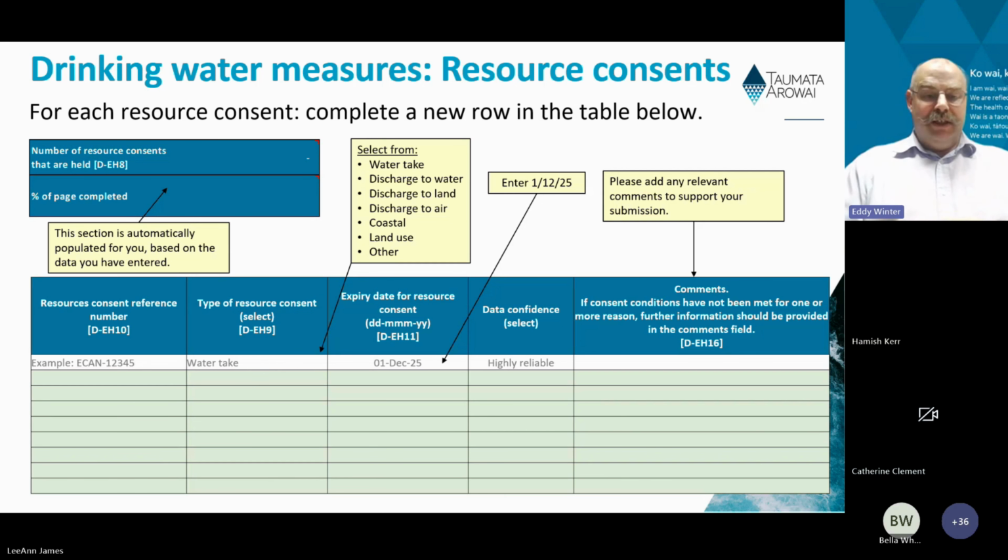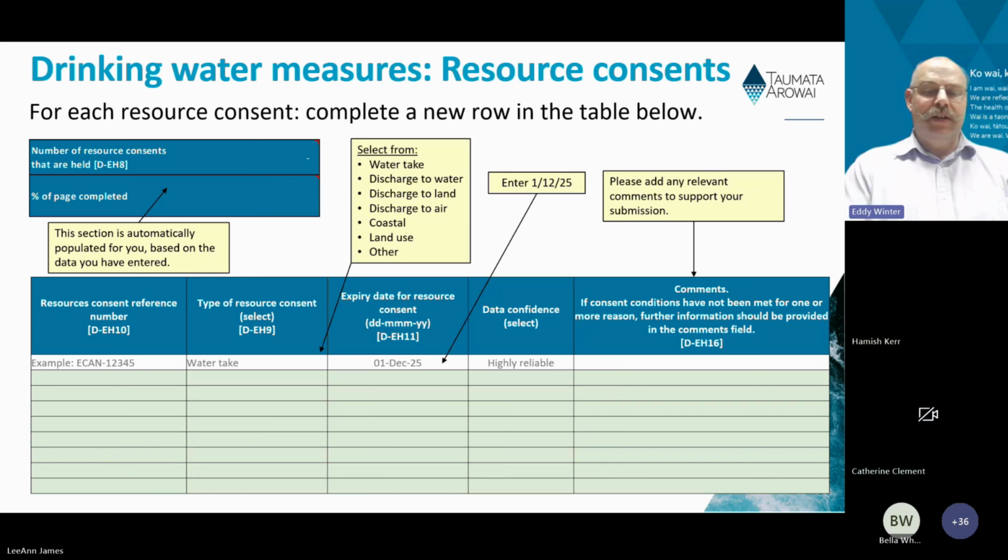What's the expiry date? To make life easy for everyone, we've taken the standard English. So the 1st of December 2025 is 1/12/25. All the dates are formatted like that. And again, there's an option there to include any comments, or please provide some comments to provide extenuating circumstances, just to explain if there may be, well, the consent has expired, but we're operating on section 124 and this is pending review and we expect to see this in the next year. So give a little bit of context if there are any extenuating circumstances about resource consents.